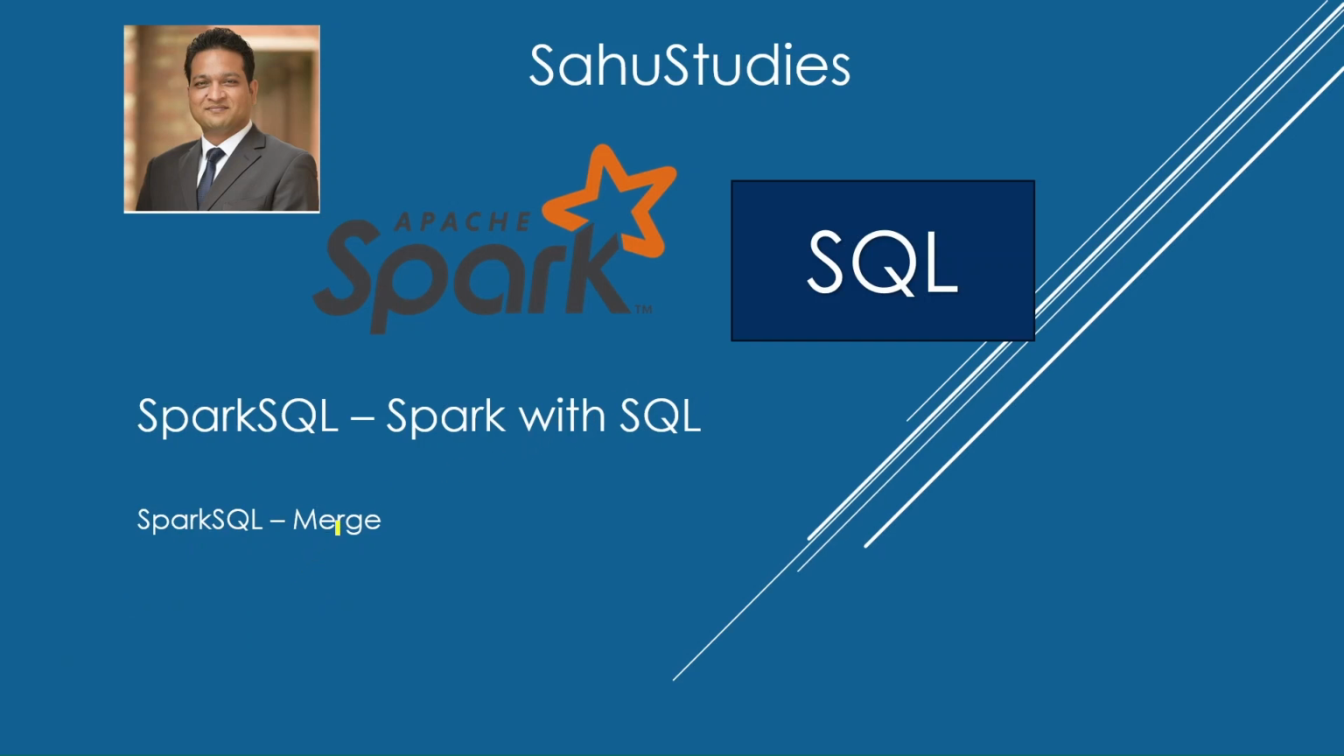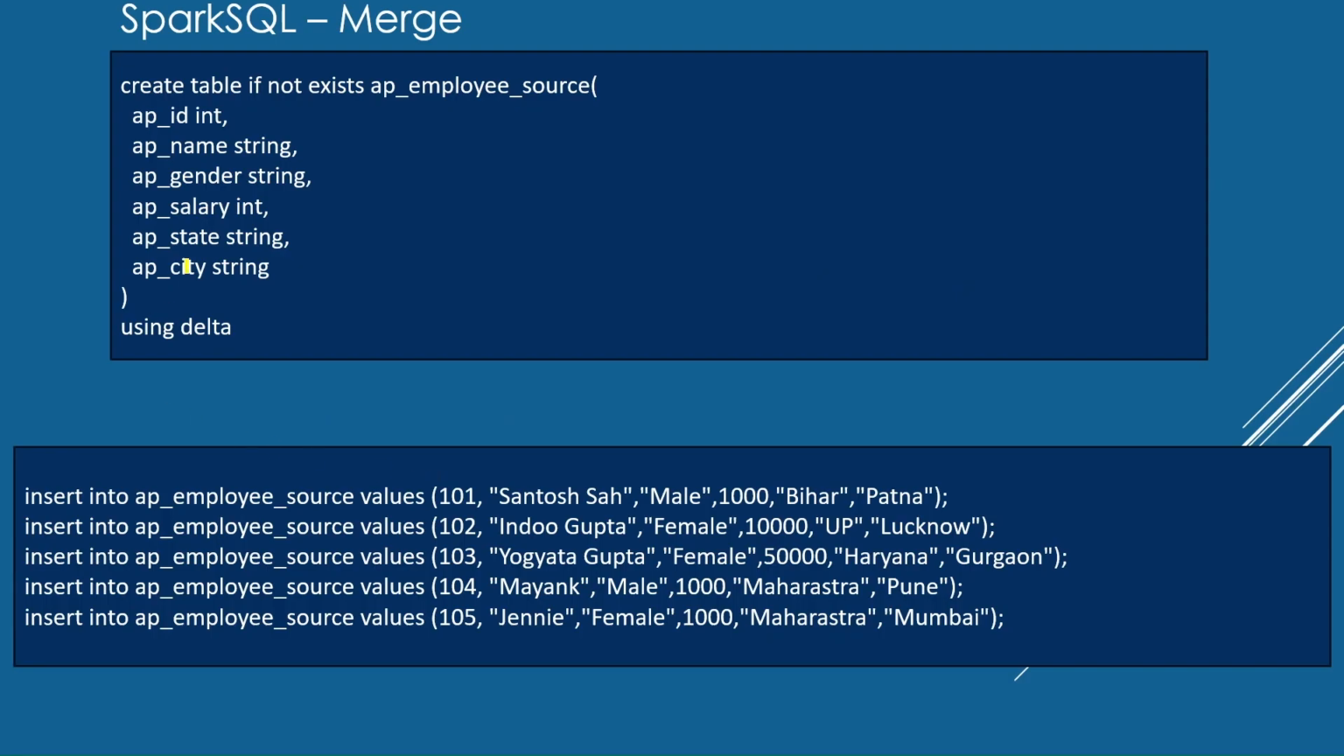In this video, we are going to see how we can merge two tables in Spark SQL. So what I have done here, I have created one table. This is the name of the table and it has 5 columns. This table is of delta type and I have inserted 5 records in it.